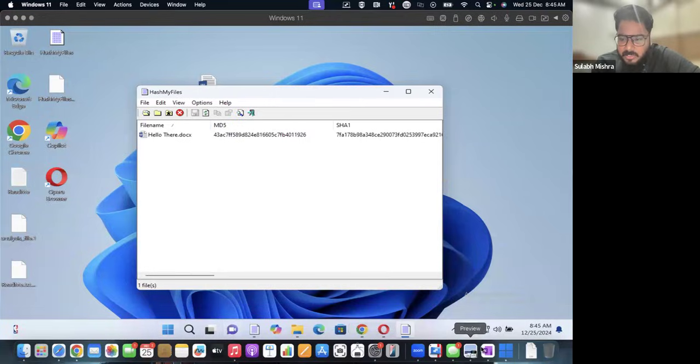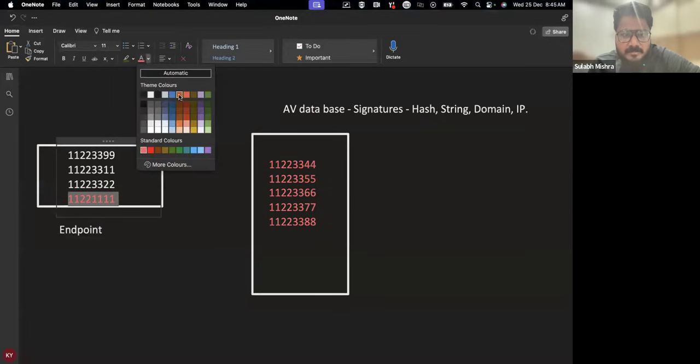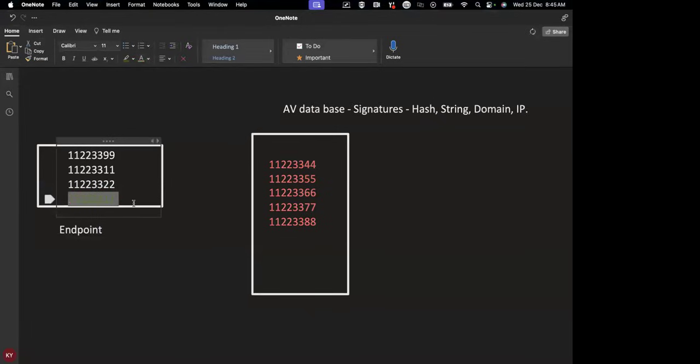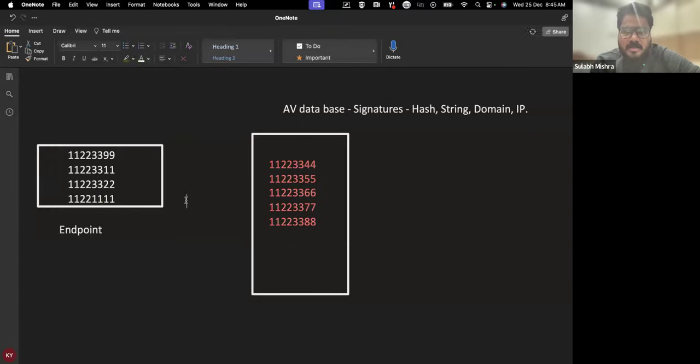Now let's go back to our system here. Earlier it was 44, and now the hash value changed to 1111. Earlier it was malicious. Now if I scan it, will your antivirus be able to detect it as malicious? No, it is considered a clean or normal file.